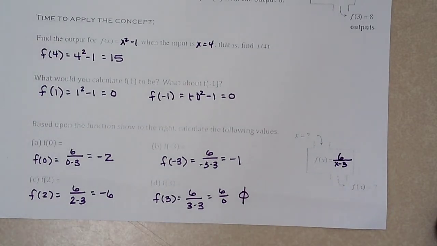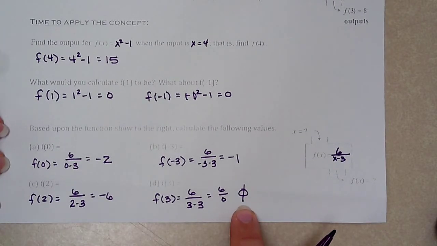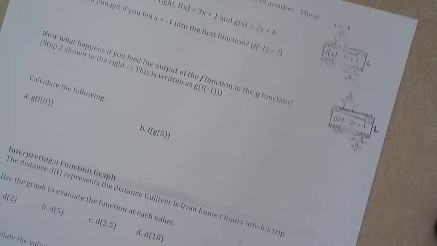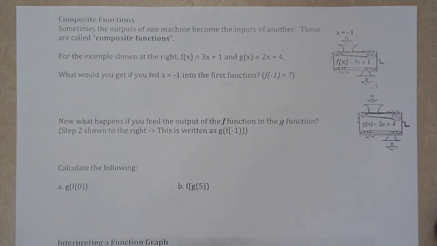We cannot divide by 0. It breaks the laws of math. So we actually do not have a solution for the final problem. That's okay. We just write no solution. Let's go ahead and flip to the back and keep going with the same idea.